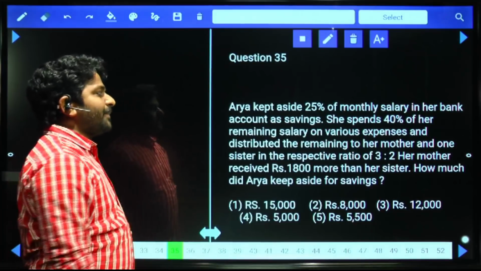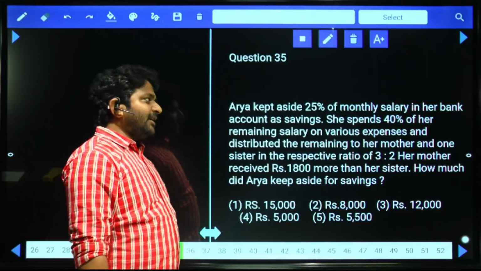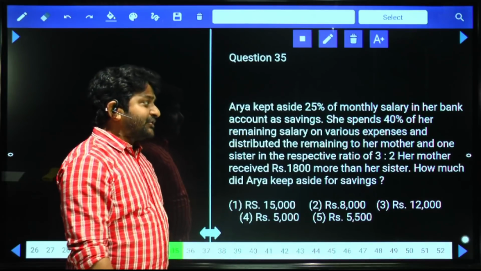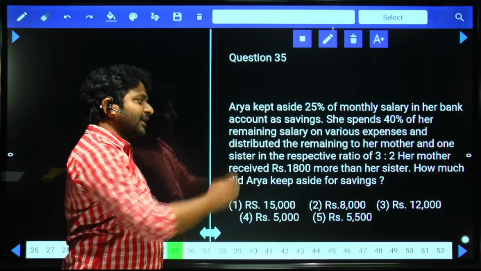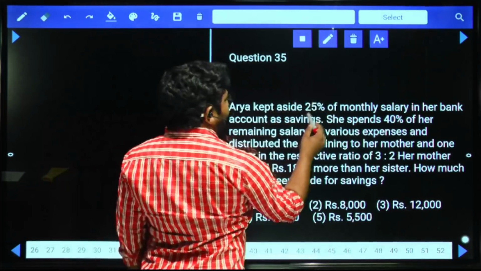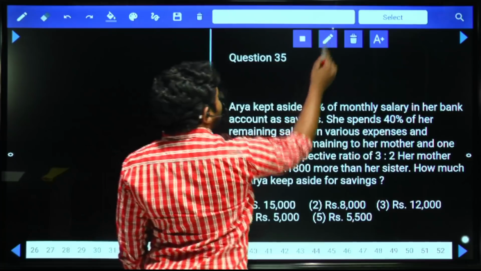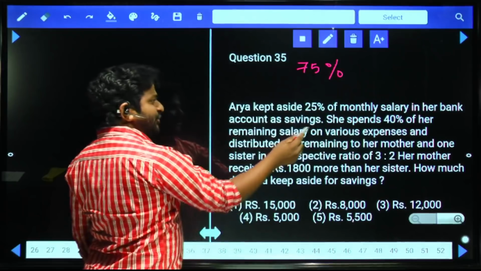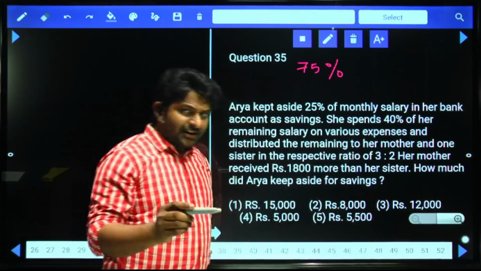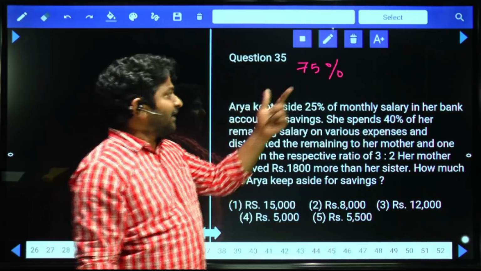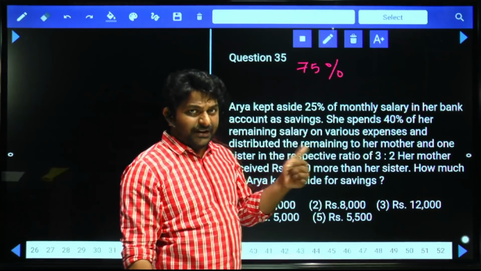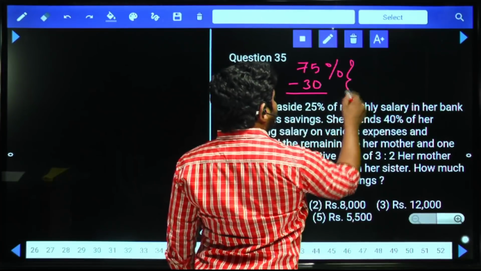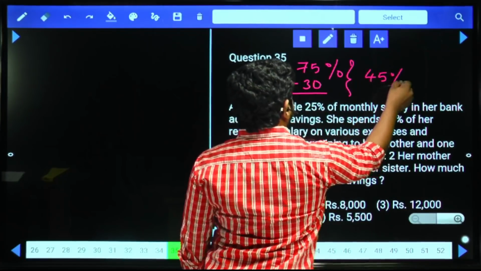Arya kept aside 25% of monthly salary in her bank account as savings. So saving 25%. She spends 40% of her remaining salary. When 25% is kept in bank account, remaining money with us is only 75%. Out of this, she is spending 40%. Let's calculate 40%. 10% is 7.5, double, 15, double, 30. When 30 is over, remaining money with us is 45%.